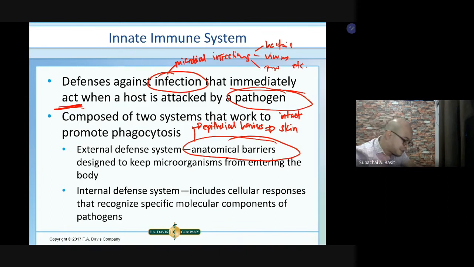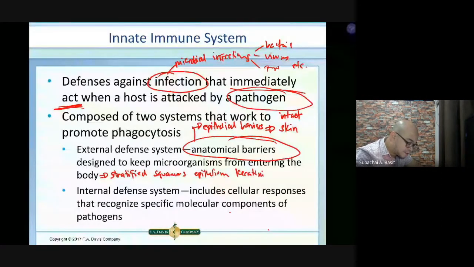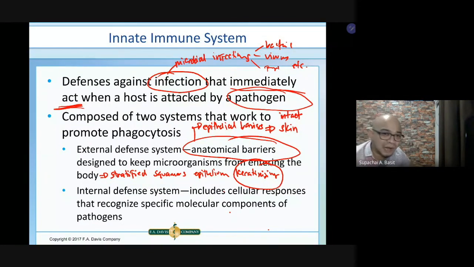So if we will be recalling our histology, our skin is made up of stratified, squamous, epithelium, keratinizing. Okay? Keratinizing means that our skin is made up of a very hard protein substance known as keratin.